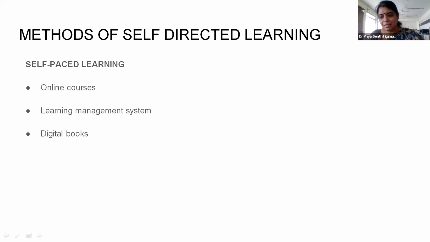Here the app tells us how well the student has progressed and the need for retraining and other things also. The learners themselves are able to evaluate and understand their position, and they can take it again also. So there's a lot of flexibility with the learning management system. Of course, the digital books are also there.